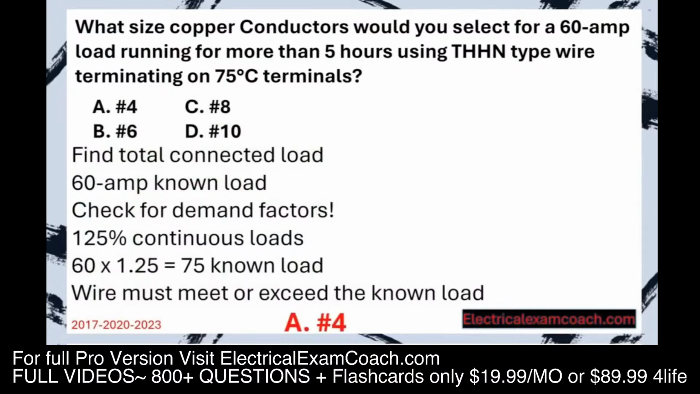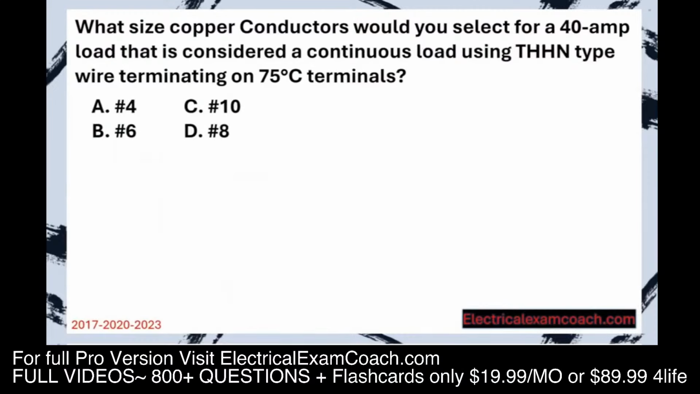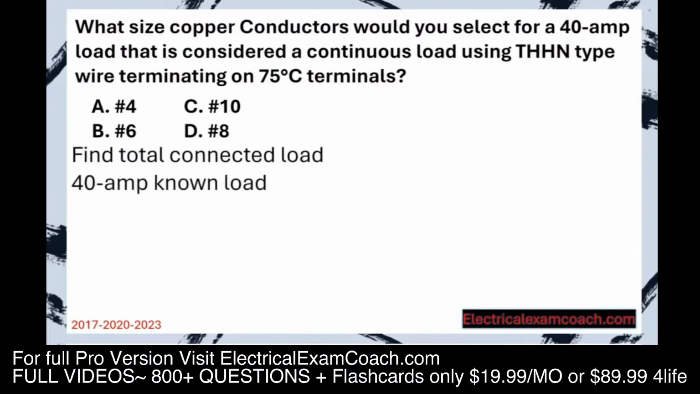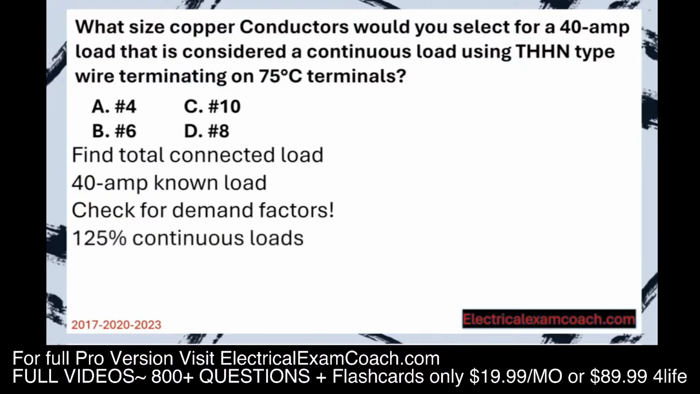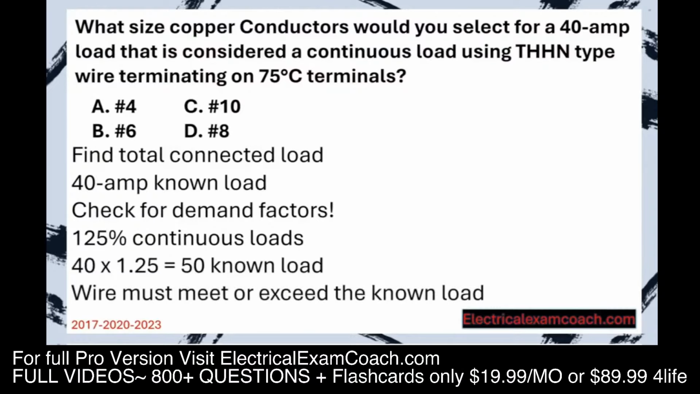Let's get to it. What size copper conductors would you select for a 40 amp load that's considered a continuous load using THHN type wire terminating on 75 degree C terminals? Step 1, find the total connected load. In this case, our starting known load is 40 amps. Well, we have to check for demand factors, but they've already let us know that it's going to be considered a continuous load. We take our original known load, multiply it by 1.25, and that gives us a new known load of 50 amps. And all of our wire must meet or exceed the known load.